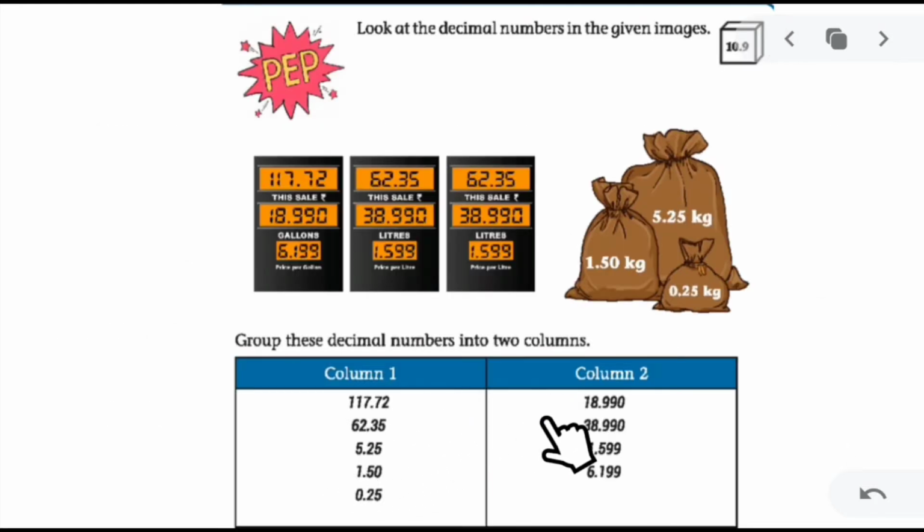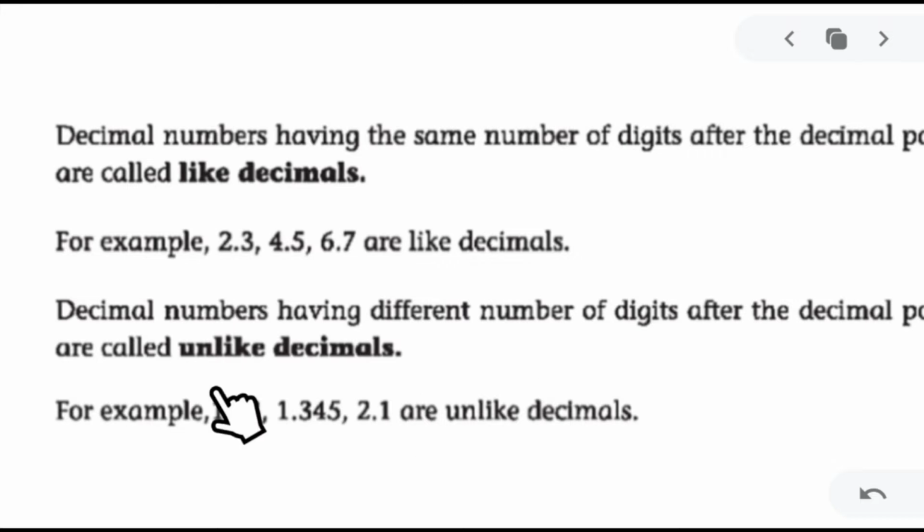So these are the like decimals. What is a like decimal? Decimal numbers having the same number of digits after the decimal point are called like decimals. Look at the example: 2.3, 4.5, 6.7. These are like decimals. Why? Because after the decimal point there is the same number of digits. Here there is only one digit in the decimal part. So these decimal numbers are like decimals.